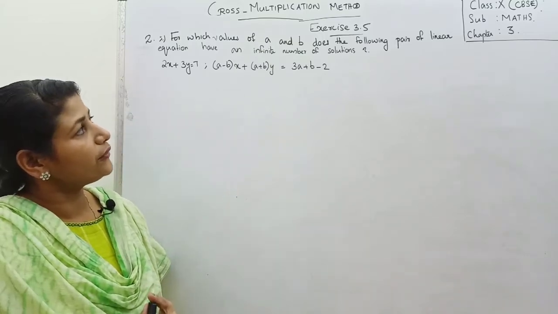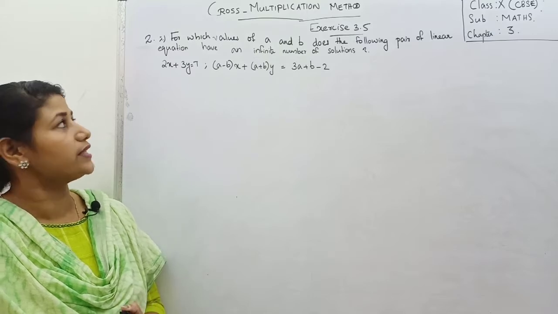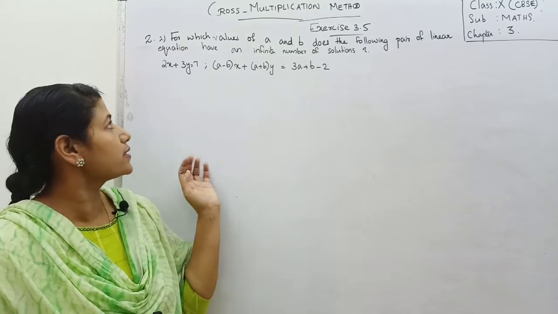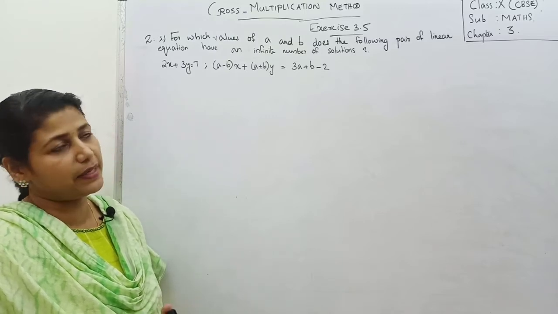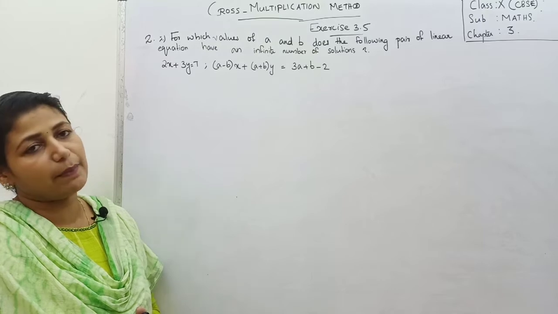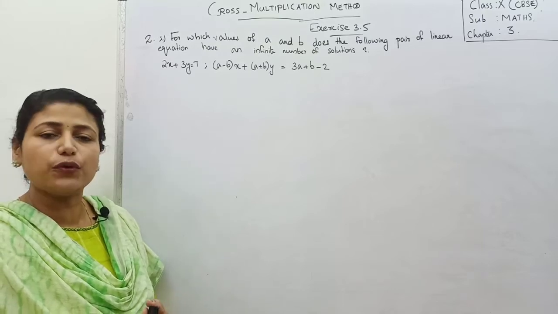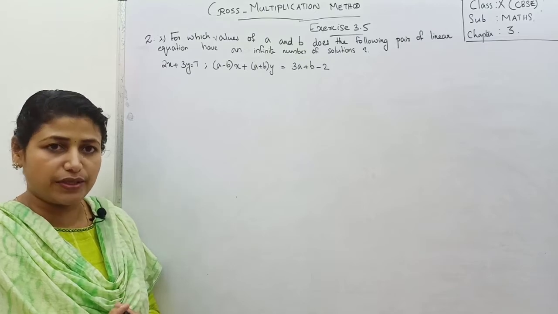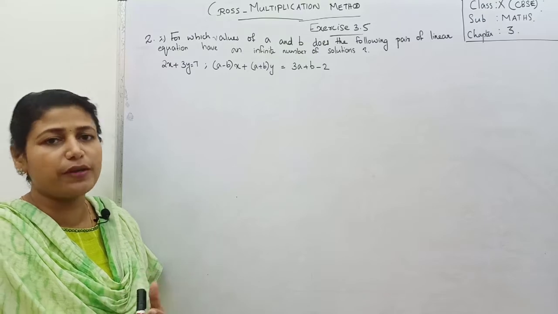For which values of a and b does the following pair of linear equations have an infinite number of solutions? The pair of linear equations is given: 2x plus 3y equal to 7 and (a minus b) into x plus (a plus b) into y equal to 3a plus b minus 2. We have already studied that if a pair of linear equations has an infinite number of solutions, some conditions should be followed.